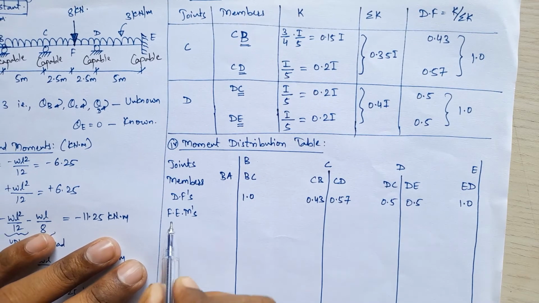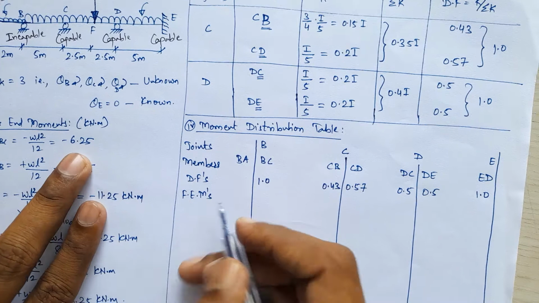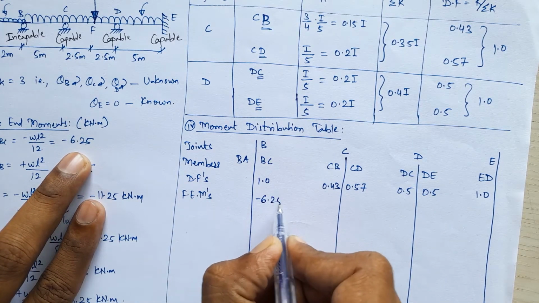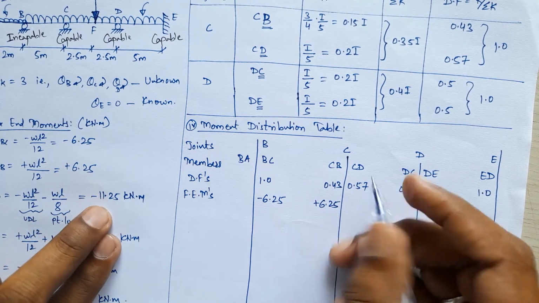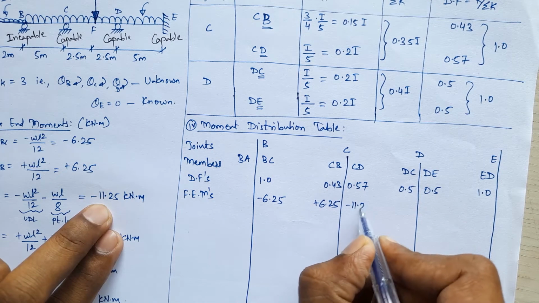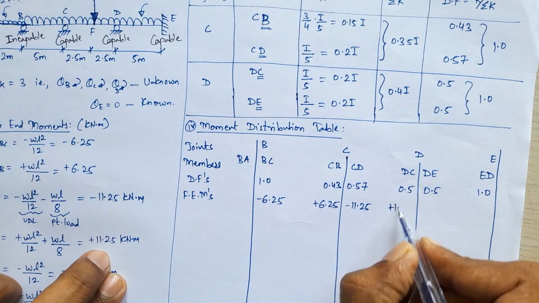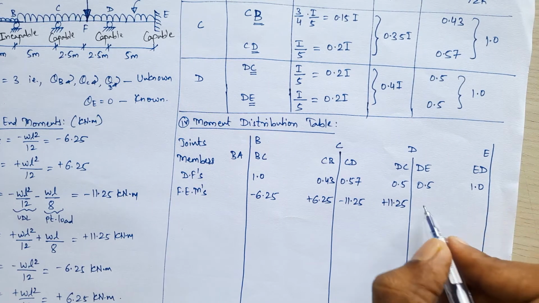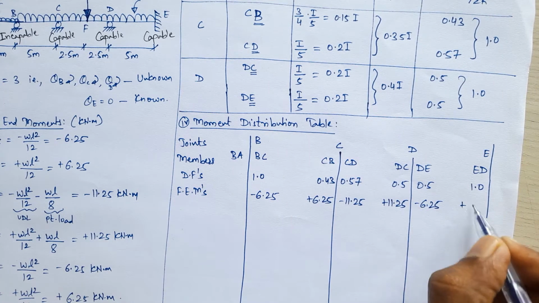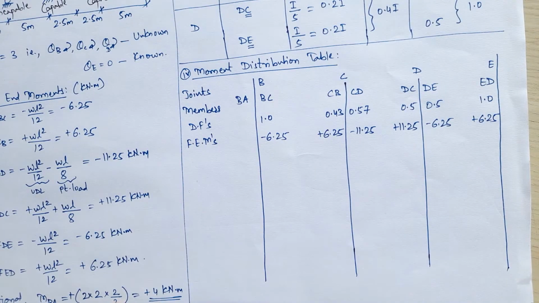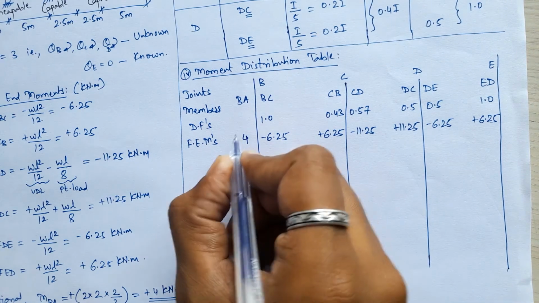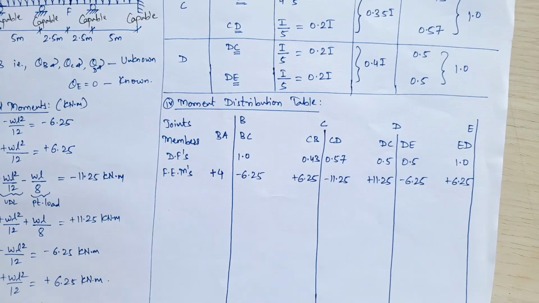Next, the fixed end moments I have calculated. For BC I have got minus 6.25. Next for CB I have got plus 6.25, for CD I am getting minus 11.25, for DC I am getting plus 11.25, DE I am getting minus 6.25, and for ED I am getting plus 6.25. In addition to this, I am having an additional moment of 4 kilonewton meter, that is positive 4 for the BA member. So these will be my first 4 basic rows in this moment distribution table.